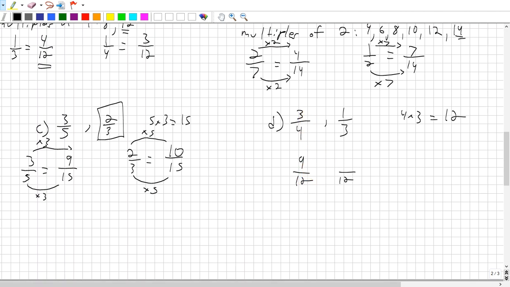Remember, I'm multiplying by the same amount. It's very common to say 4 times 3 is 12, so I'm going to multiply 3 times 4. But no, you're multiplying by the same amount at the top and the bottom. 3 times 4 is 12, so I'm multiplying by 4. 1 times 4 is 4. So I can see right away that 9/12 is bigger, which means 3/4 is bigger.